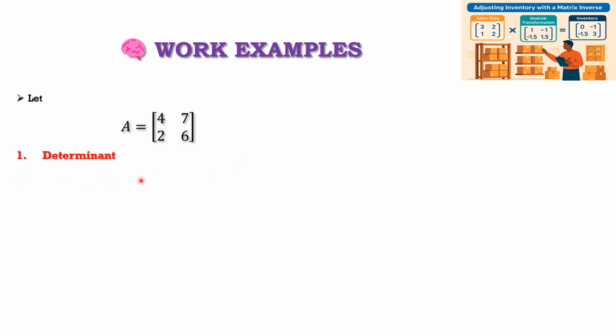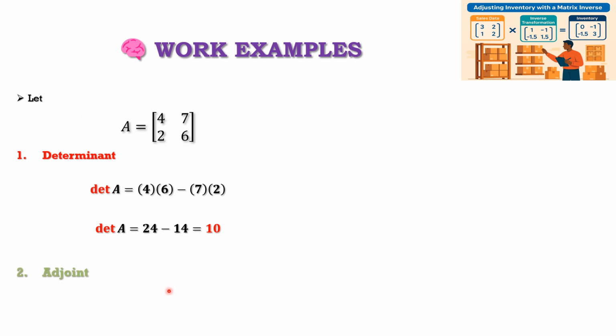So let's see a practical example of this nature. Let A be equal to a matrix of 4, 7, 2, 6. Then first we need to find the determinant. So the determinant will be equal to 4 times 6 minus 7 times 2, which will give us 10. So that is the determinant of this 2 by 2 matrix.